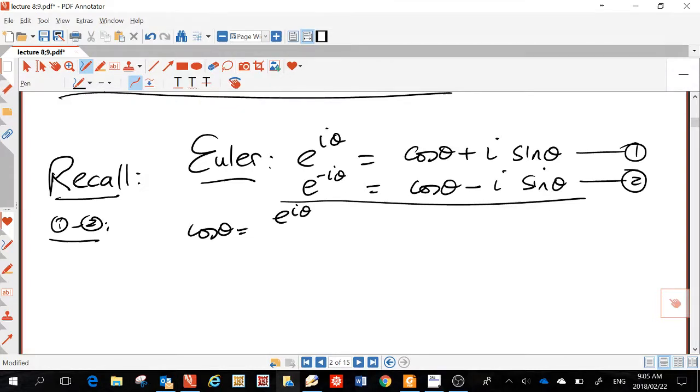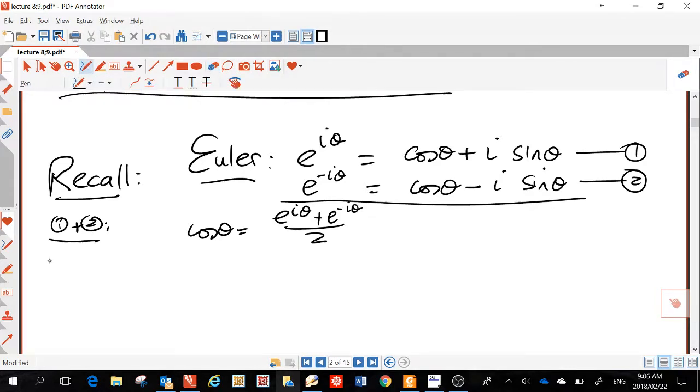Well, let me add that first to get cos, so that these two kill each other. I add them up. Now I get 2 cos theta here, divide both sides by 2. So it'll be e to the i theta plus e to the minus i theta over 2 is equal to cos theta. Well, I got that already.